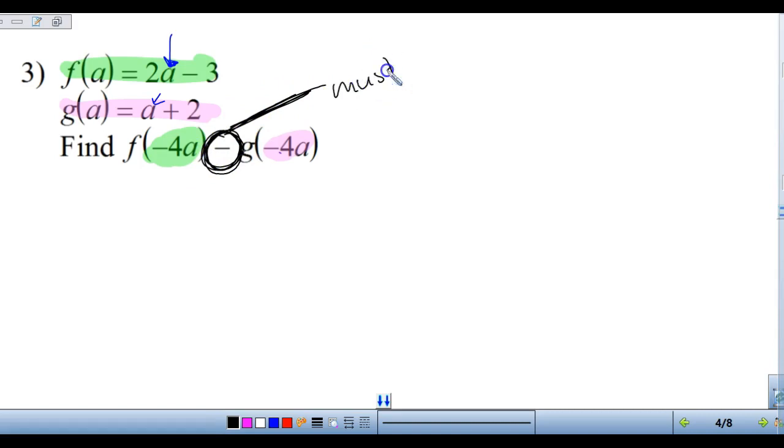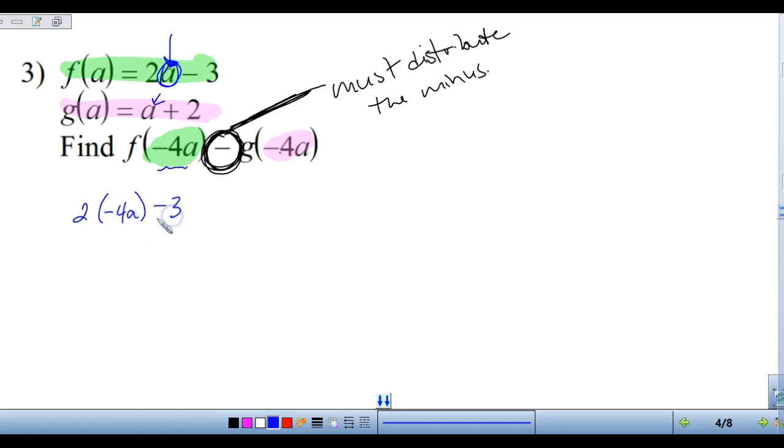Must distribute the subtraction. I'll show you what I mean. The minus. Okay, so the first one, when I plug negative 4a in right here, I'll get 2 times negative 4a minus 3. So I'll clean that up a little bit and I'll get negative 8a when I multiply, minus 3. So that one's ready to go.